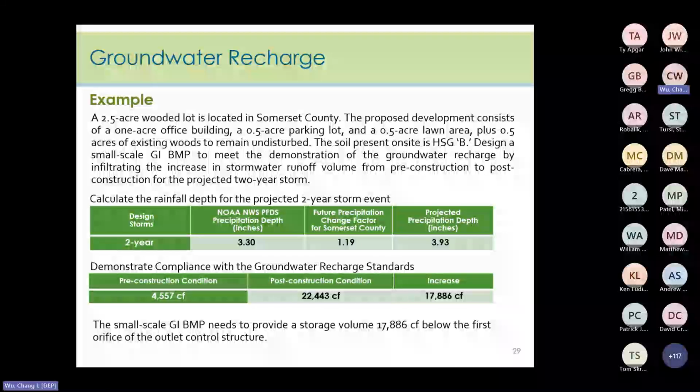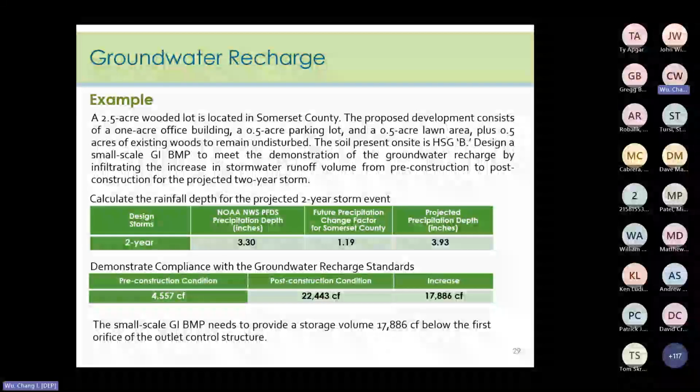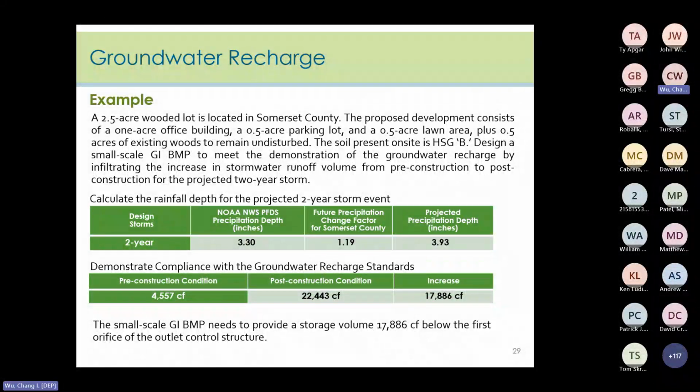So here is an example with the NOAA rainfall depth. You can see how we come up from NOAA's depth and then get the projected storm for the recharge volume. After that, you can calculate based on the projected 2-year storm. You can obtain the post-construction and also the pre-construction runoff volume, and you can get the increase.